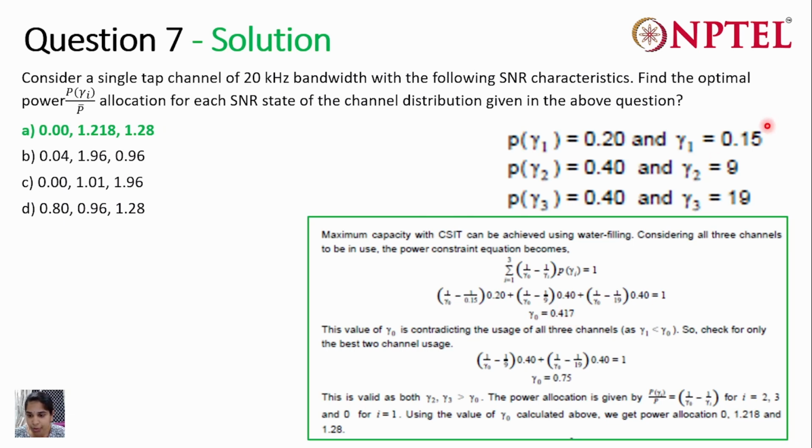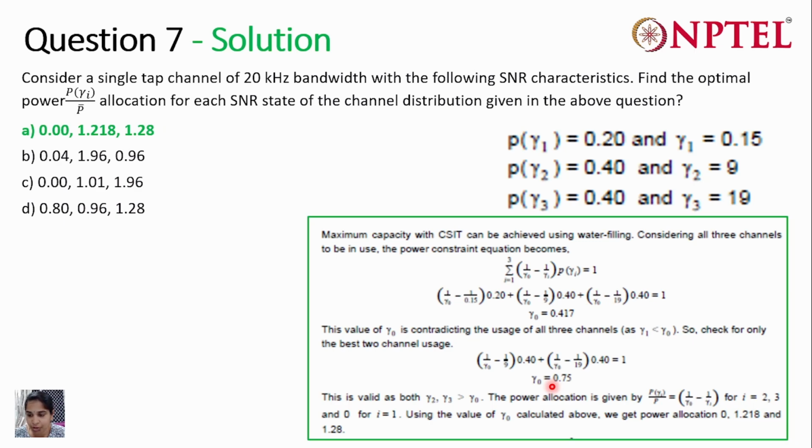If it is 0.417, then gamma 1 is lesser than gamma naught. So it means that we need not even use this channel. Then the second step is we take only the good channels, gamma 2 and gamma 3, and we find gamma naught again. So this will be the best gamma naught. And with this gamma naught, you go back and calculate the power allocation.